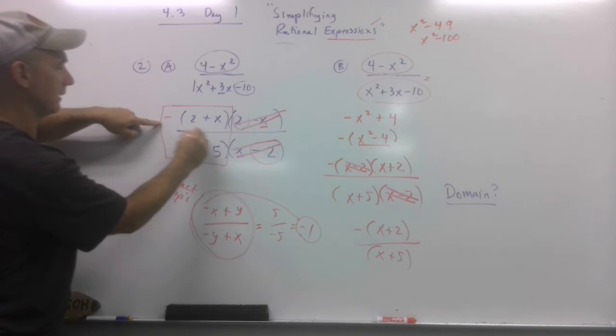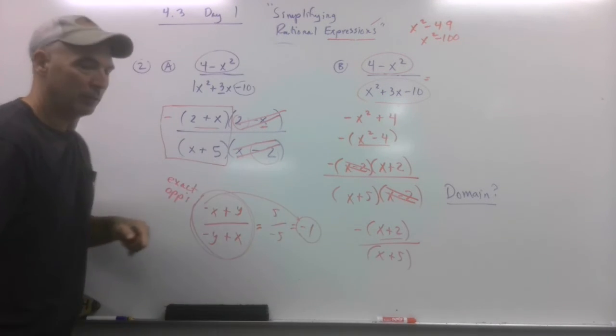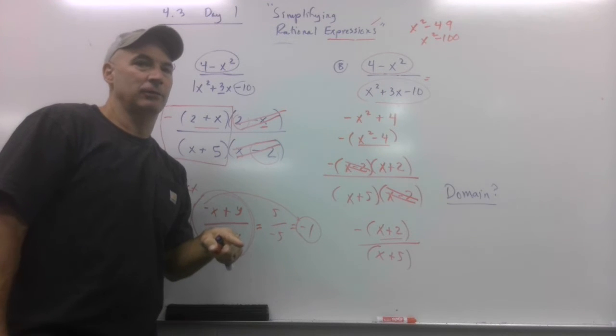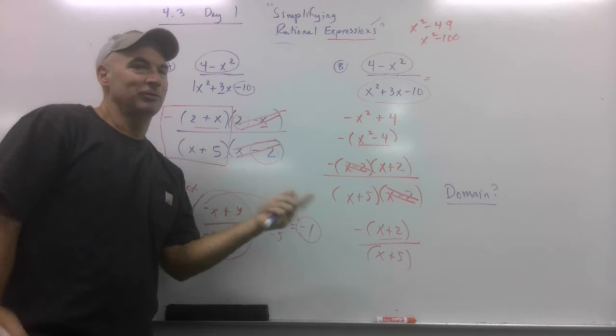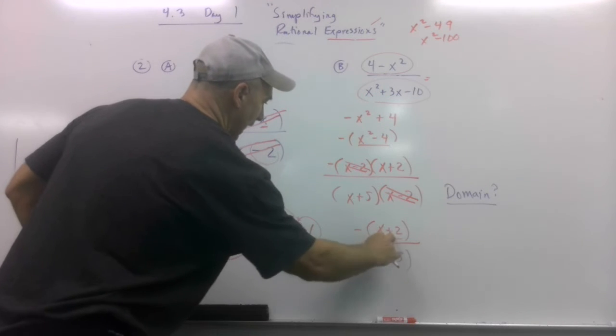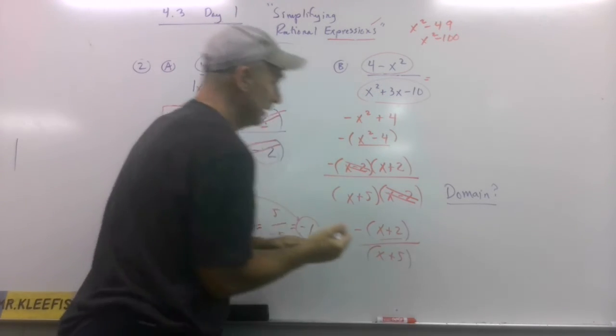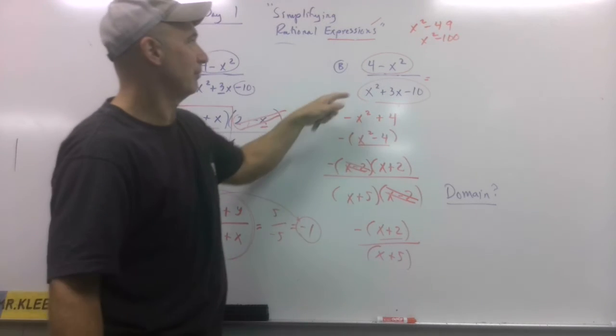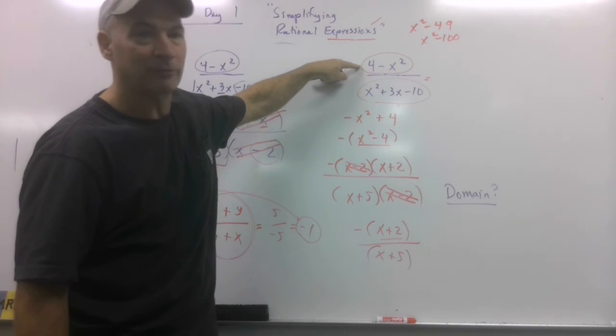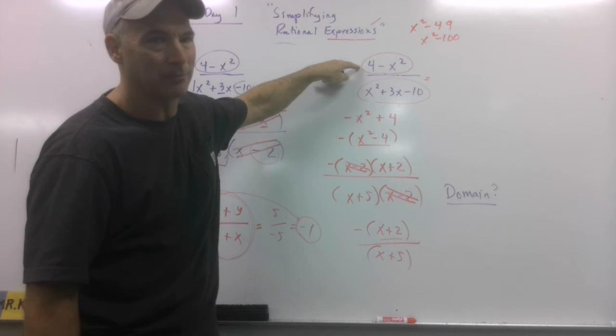Now some of you are like, well, that doesn't look like that. Well, what's 2 plus 7? 9. What's 7 plus 2? 9. So the order in which you add doesn't matter. So this, same answer as this. So the bottom line is, yeah, if you see an advantage, you can factor a -1 out at any time.